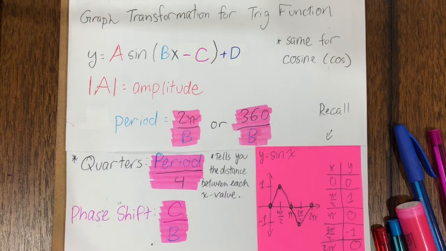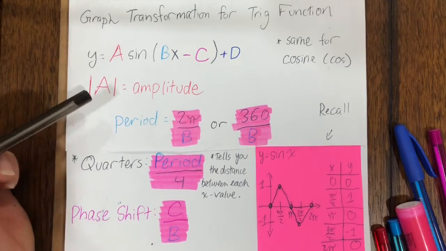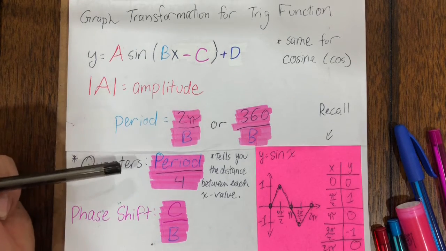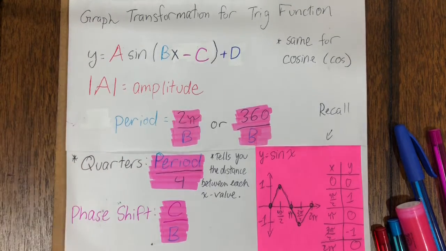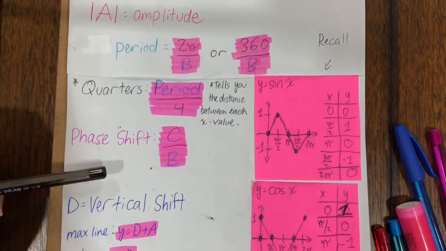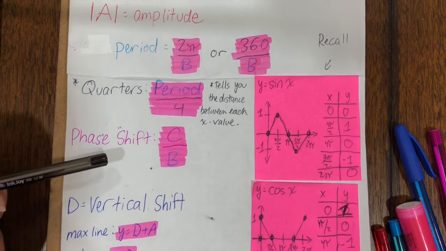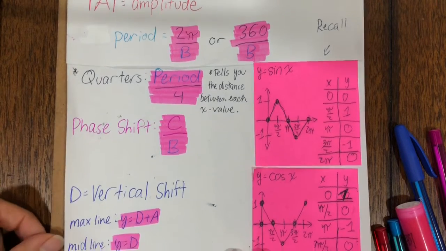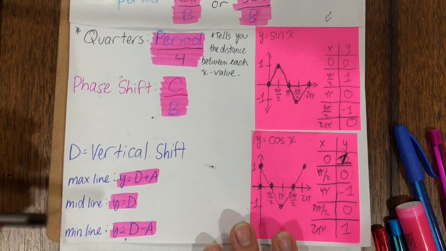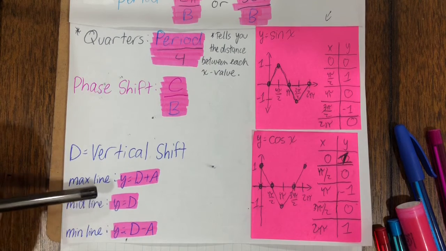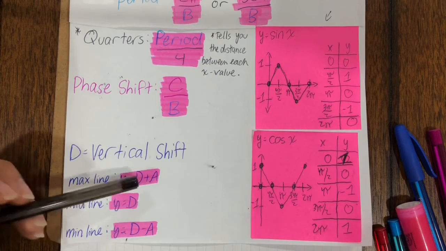So we already know the amplitude. We already know how to find the period of a trig function. We were exposed to finding the phase shift, which is also known as a horizontal shift, and we have the vertical shift. Whatever number we're given in the vertical shift will help us determine the midline, the max line, and the min line. And to figure out the max and the min line, we use the numbers for A and D.